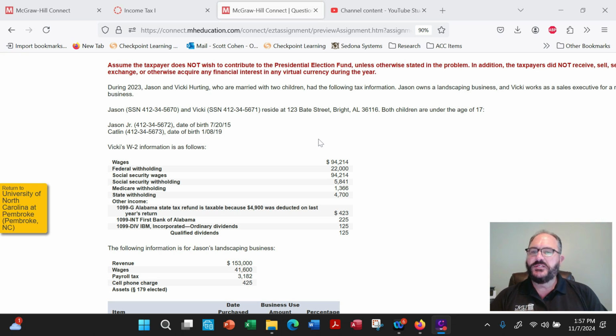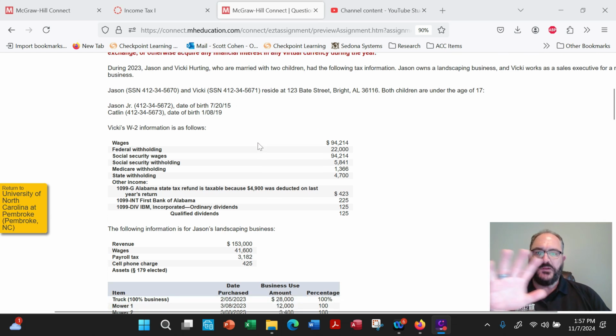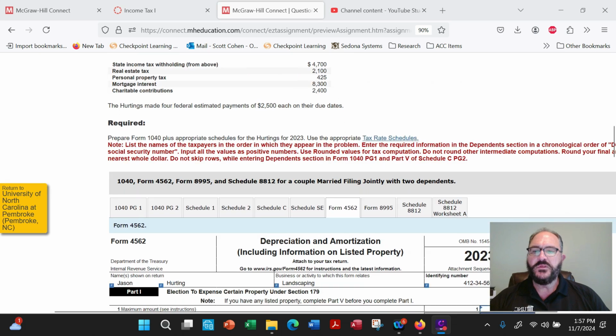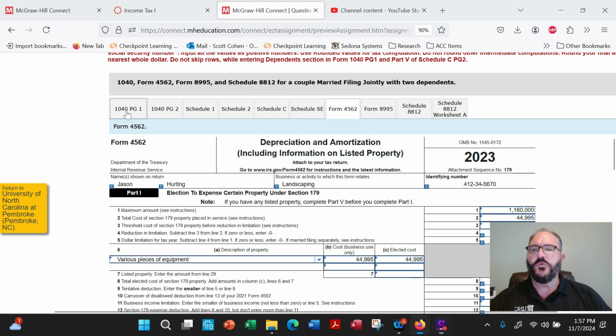All right, folks, let's take a look at that tax return for the Herding family. Okay, so we have that information up here. We just took a look at it, identified where everything goes. So let's start out here with the 1040.